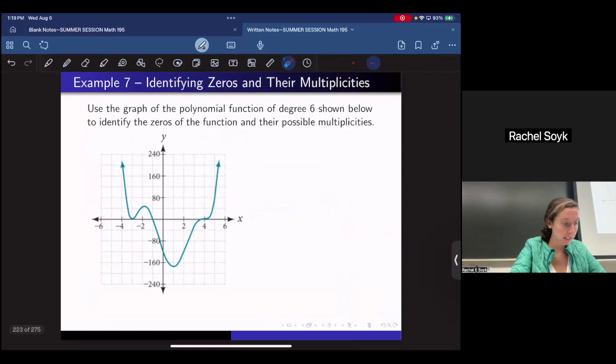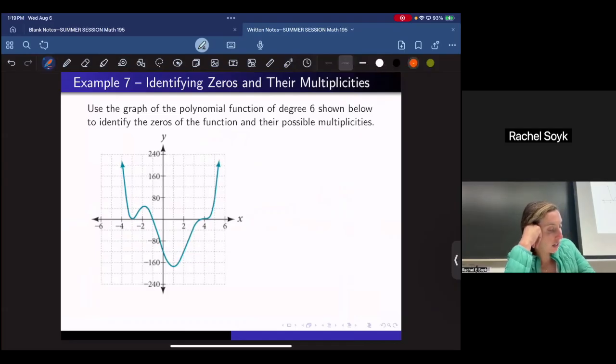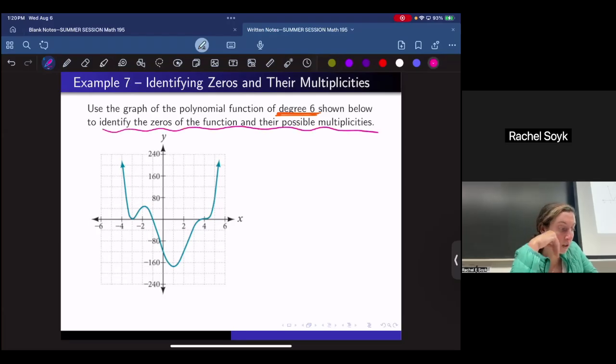Right, example 7. We want to use the graph below. They even tell us in the problem that it has a degree of 6. And we just want to identify the zeros of their functions and their possible multiplicities. So zeros are quite straightforward. You literally just look at your x-intercepts.